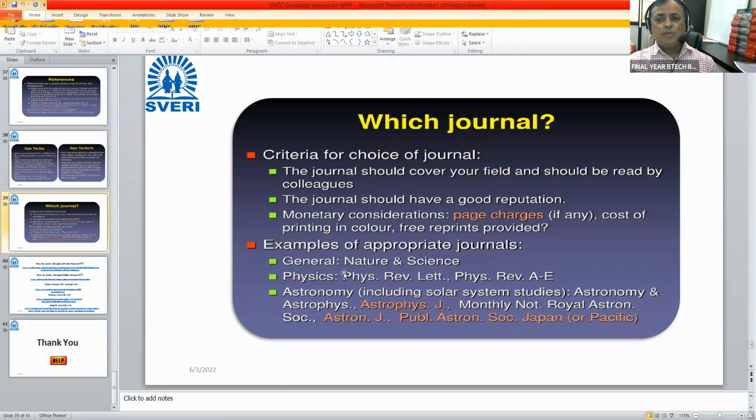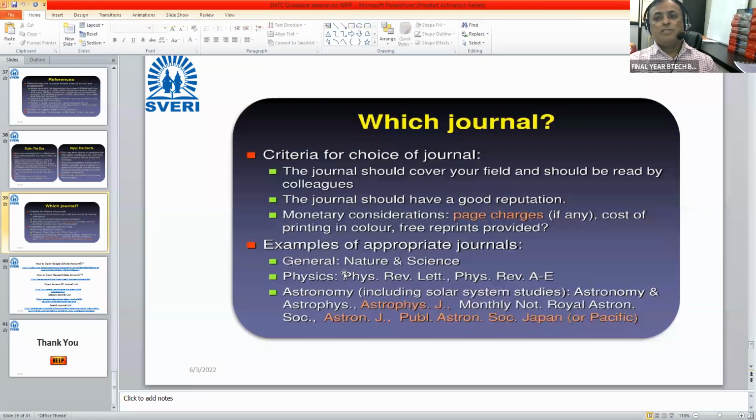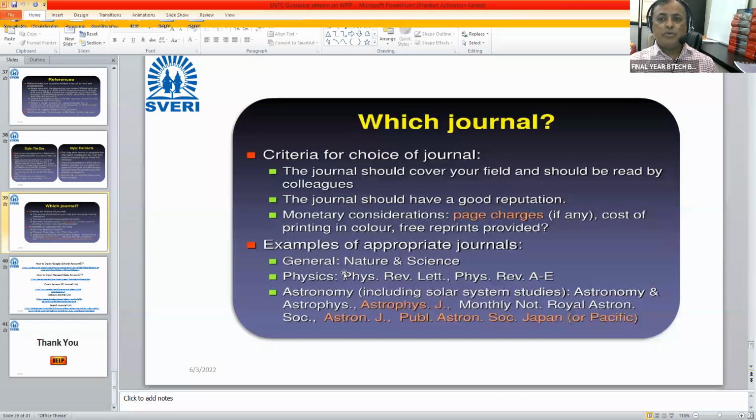In some of the journals, it is also written that you can have only 6 to 7 pages. Beyond that, you will be charged per page. So accordingly, you have to set your pages. Please go with good reputation journals only.